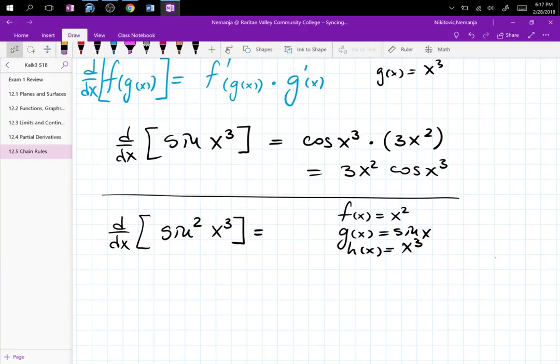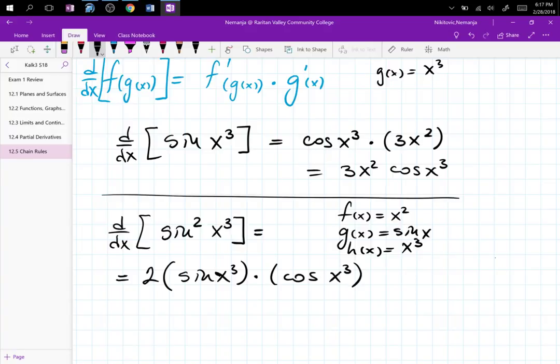So now we can do this by saying that the derivative of x squared is 2 times what we had over here to the first power. I don't have to write it. Then the derivative of the inside, so times cosine of x cubed, and then finally the derivative of x cubed is 3x squared.